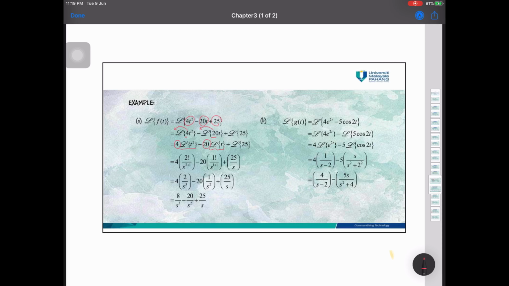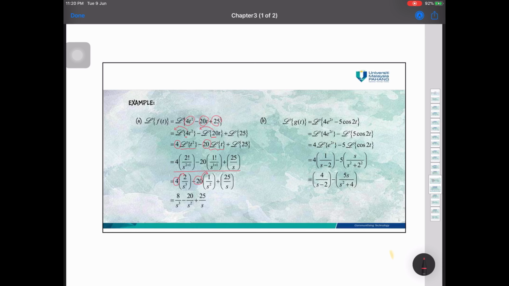Therefore, after you have done the process of transformation, what will you get here? You just need to simplify the Laplace transformations inside the bracket. So when you simplify, 2 factorial is equal to 2, and s to the 2 plus 1 is equal to s to the power of 3. Here 1 factorial is equal to 1, s to the 1 plus 1 is equal to s to the power of 2, and you have 25 over s here. Then you just need to multiply the constant with the number in the bracket. So it makes it easy when you can take the constant out from the Laplace transformation process.